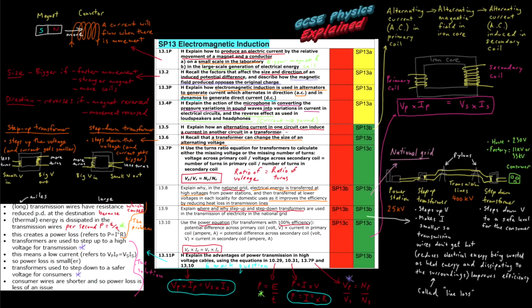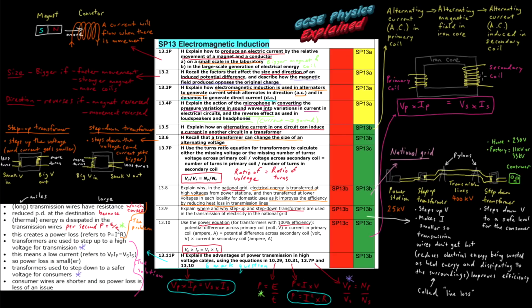Explain how an alternating current in one circuit can induce a current in another circuit in a transformer. So basically, you need to say that alternating current is put into the primary coil of the transformer. That creates an alternating magnetic field in the iron core, and then an alternating current would be induced in the secondary coil. So here is your transformer. You put alternating current into the primary, that creates an alternating magnetic field in the iron core, and then that creates an alternating current coming out.